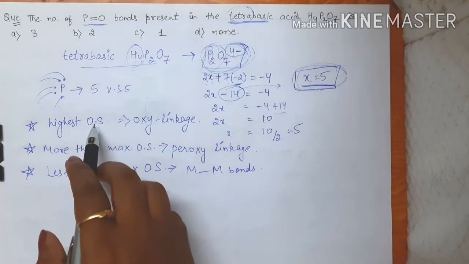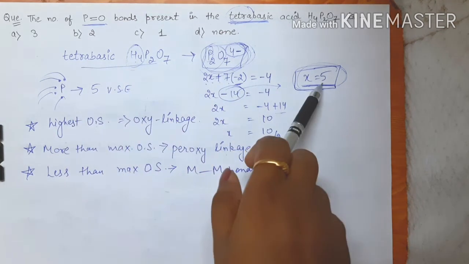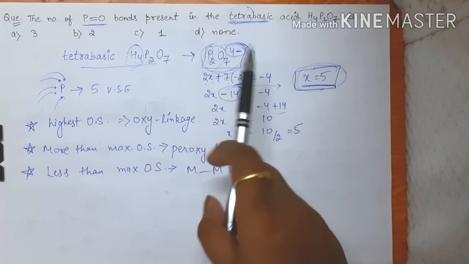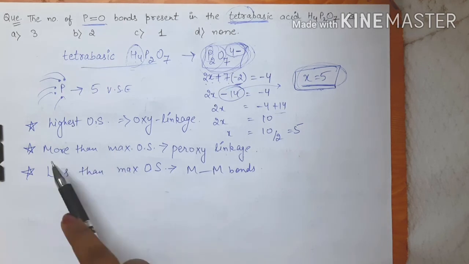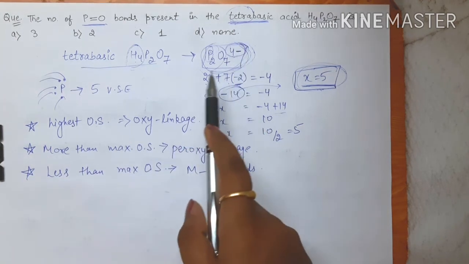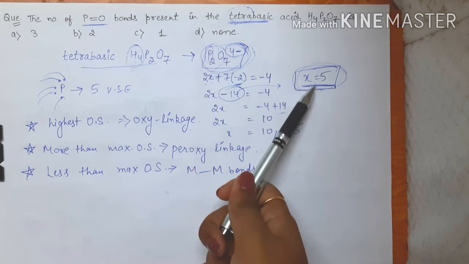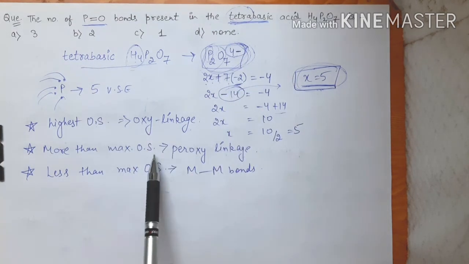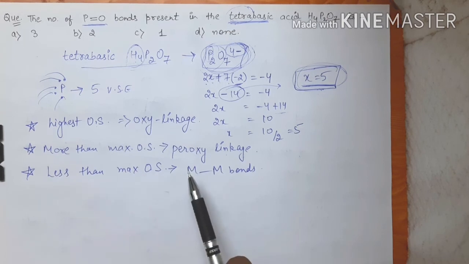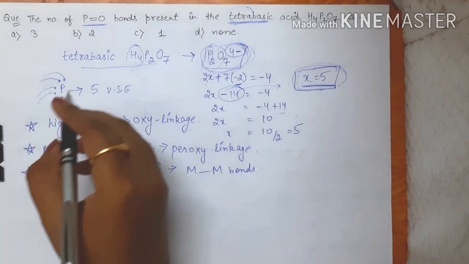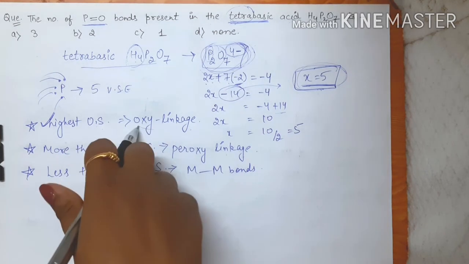So if phosphorus can show highest plus 5 oxidation state, and we are getting plus 5 oxidation state of phosphorus in a particular molecule, then we will get oxy linkage in that molecule. If there is more than the maximum oxidation state, suppose in a molecule phosphorus can show plus 5 maximum oxidation state, but we are finding plus 6 or plus 7, then definitely there is peroxy linkage present. If there is less than the maximum oxidation state, then definitely metal bonds are present. So here in this question we are finding the highest oxidation state, that means oxy linkage is present.